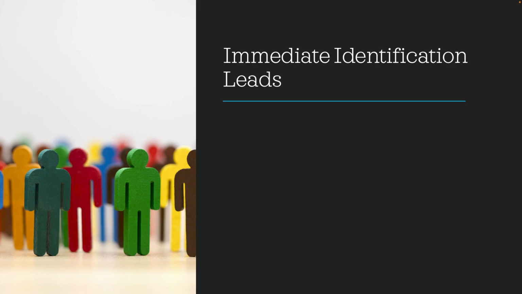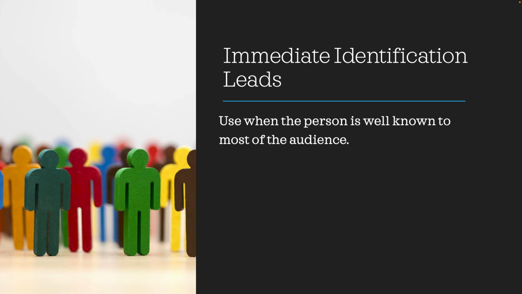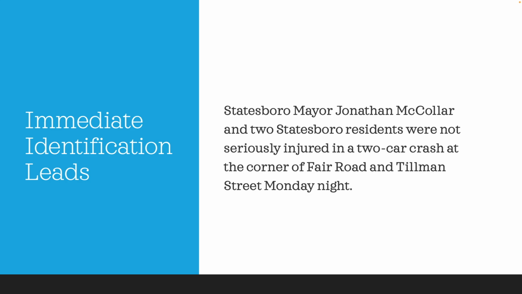Another thing I want to mention, which I don't think your chapter mentions, is the immediate identification lead and delayed identification lead. This is probably familiar to most of you already, but just to review, because there are a few things in the quiz this week. So you use immediate identification when someone is well known to most of the audience. When the person in your lead is a name that we know, you use it in the lead.